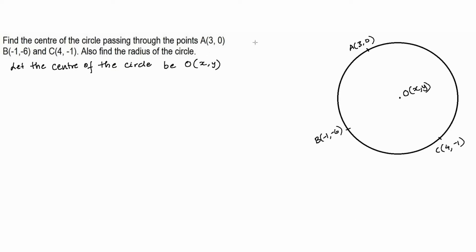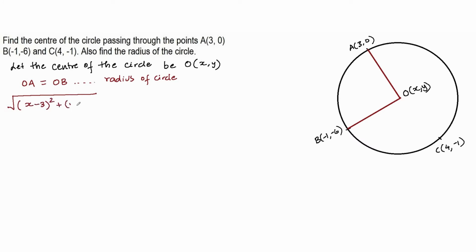I now know that the length OA is going to be equal to OB. I first need to find the coordinates of O. So I can say that OA is equal to OB because it is the radius of the circle. Now OA can be found using distance formula. So OA is going to be under root of (x minus 3) the whole square plus (y minus 0) the whole square. This should be equal to under root of (x minus of minus 1) the whole square plus (y minus of minus 6) the whole square.